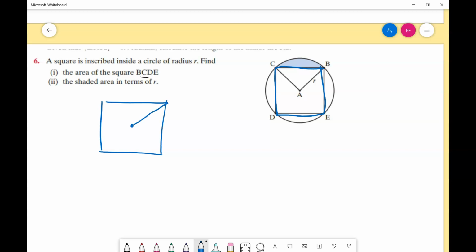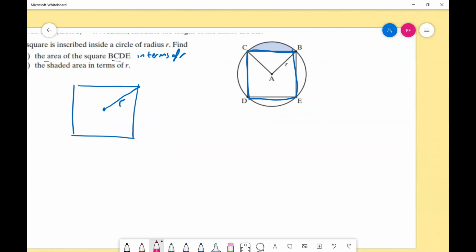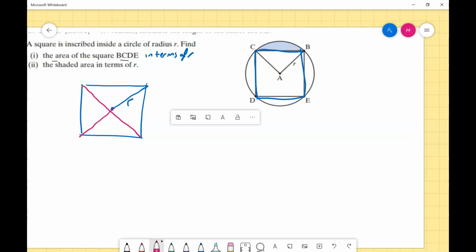Now we're told it's a square, so we know all the sides are the same length. So if I wanted, for example, to find one of the sides, now look, they really want this in terms of r. So let's create a right angle triangle that we can work with. And because this is a square, when you create diagonals, they cross each other at right angles. So that means this is a right angle here.